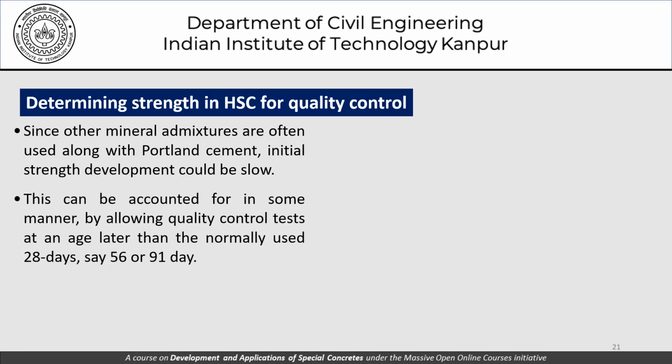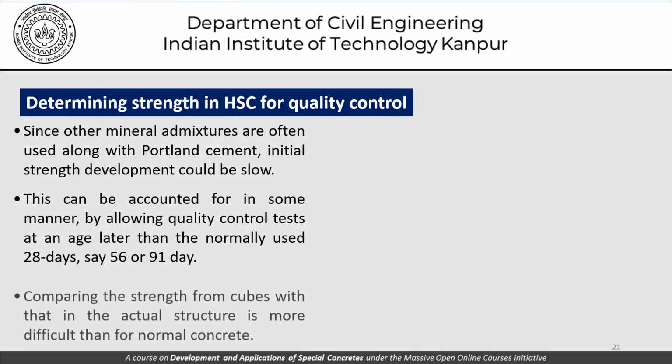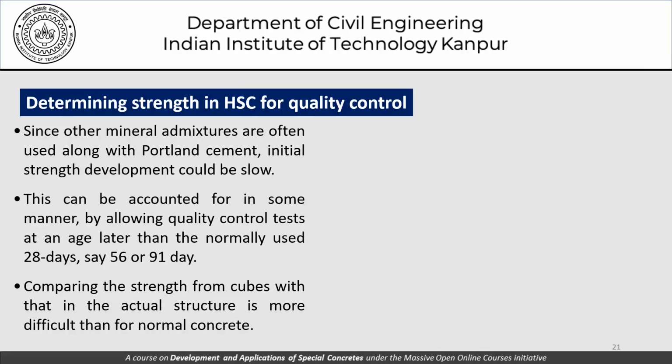This could be accounted for in some manner by allowing a quality control test at an age later than the normally used 28 days, say 56 or 91 days, as we discussed a little earlier today. And comparing the strength from cubes with that of actual structures is more difficult than in the case of normal concretes. This also we have discussed before.